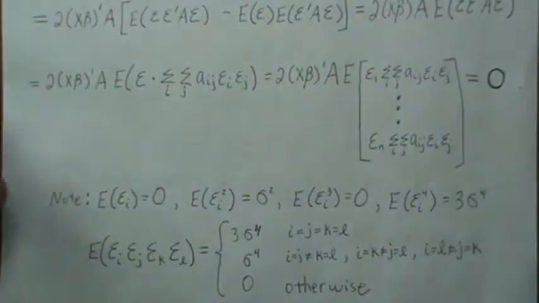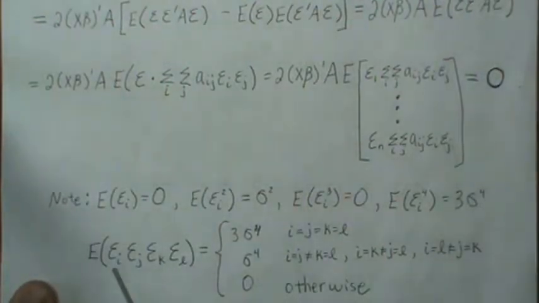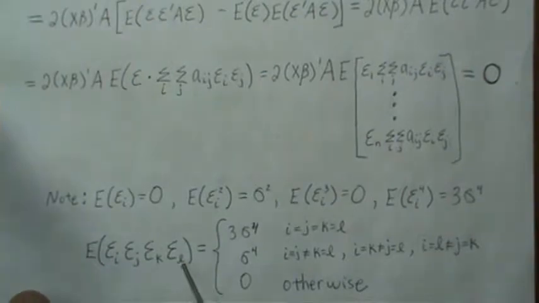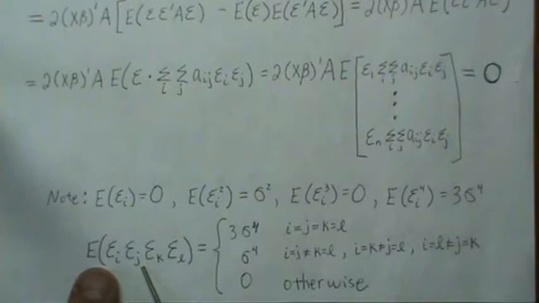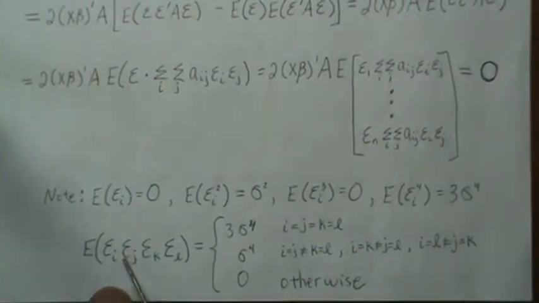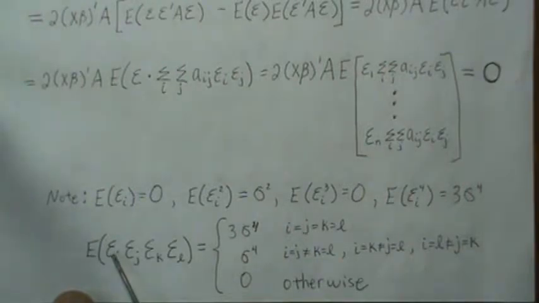Now before we move on, I want to look at this. So the expected value of 4 different error terms, okay? If they're all equal, that's the expected value of the fourth moment, which we said was 3 sigma to the fourth. So all of them, these are the same. So now, if 3 of them are the same and 1 is different, pick 3, then that odd one is always expected value of 0.